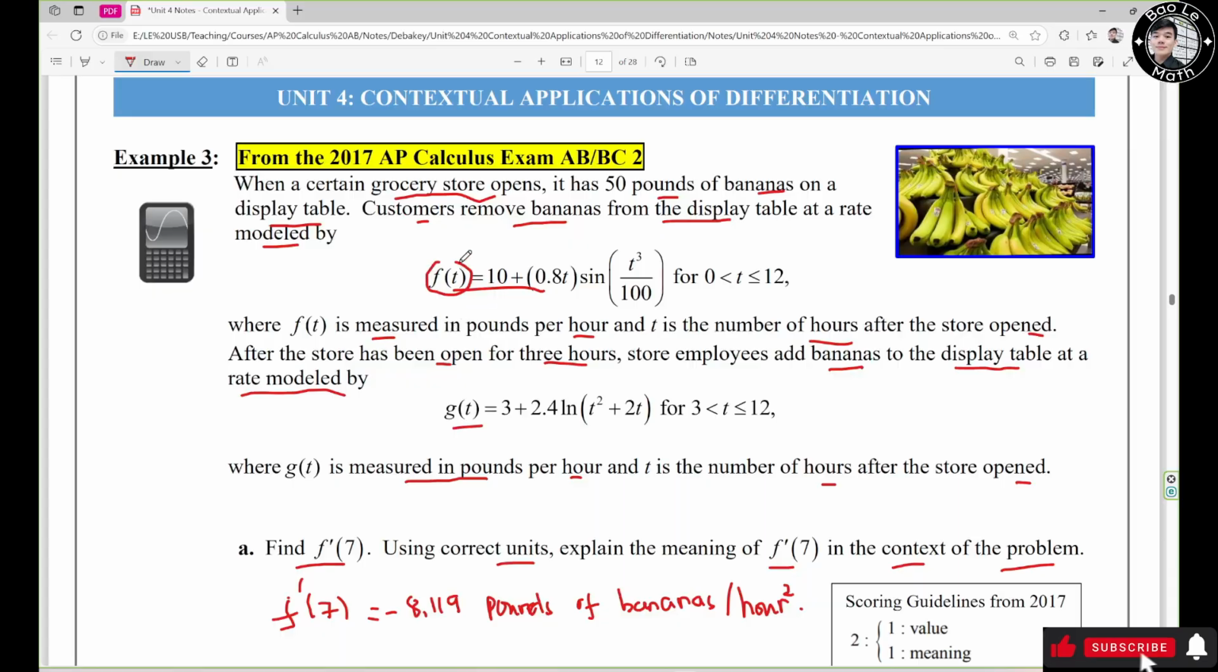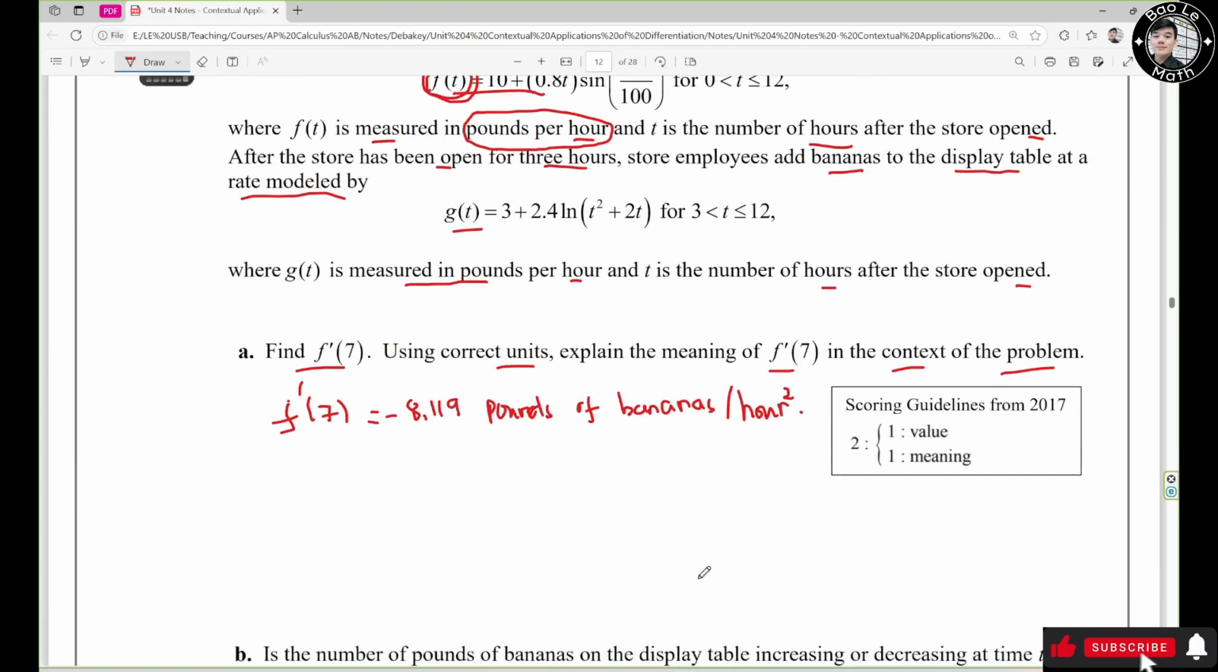Remember, the unit for the function f of t right here is pounds per hour, right? When you take the derivative of this one, it's actually the rate of change of this one. So it should be pounds of bananas per hour. So I can rewrite this one as pounds of bananas per hour squared. Keep that in mind. Either way works.